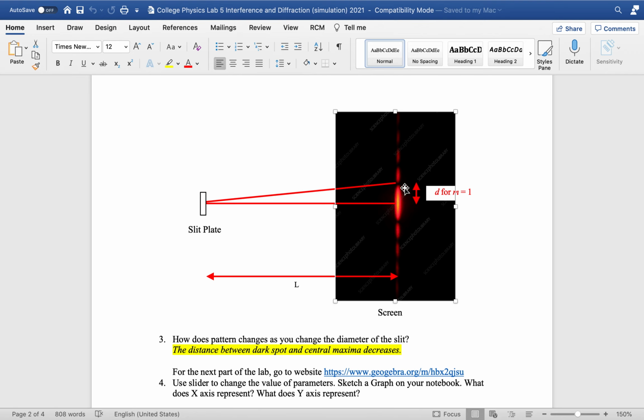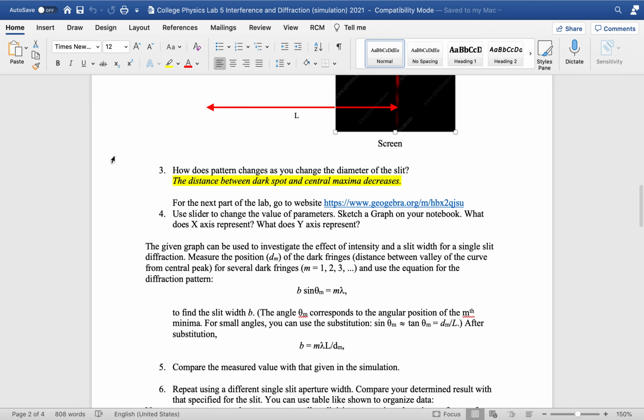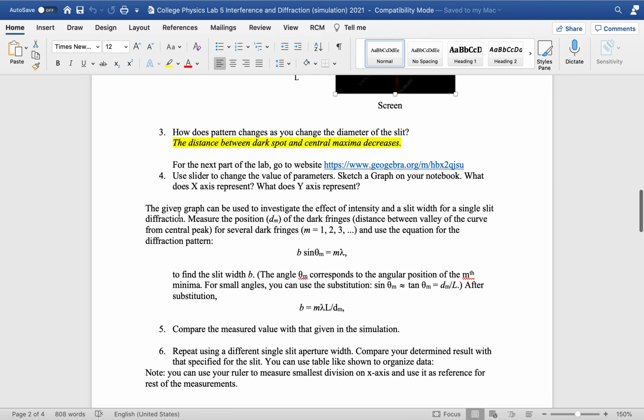Highest intensity here, and the distance from this maxima to this dark spot, this dark fringe, this point is m1, right? So that distance corresponds to d m1, okay? It is the distance from the central maxima to the dark fringe. The first dark fringe is m equal to 1, okay? And then students answer the question here.